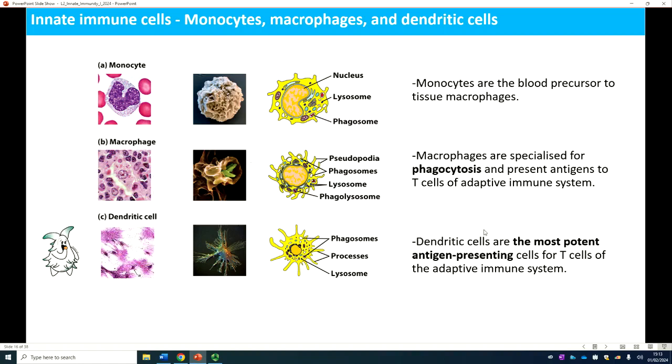And this is one of the most important antigen-presenting cells, and it plays a really key role in presenting antigen from the innate immune system to the adaptive immune system, specifically through T cells. And if you have a look, you'll see that it's got these long processes, these long dendrites, and it's also packed full of lysosomes as well.